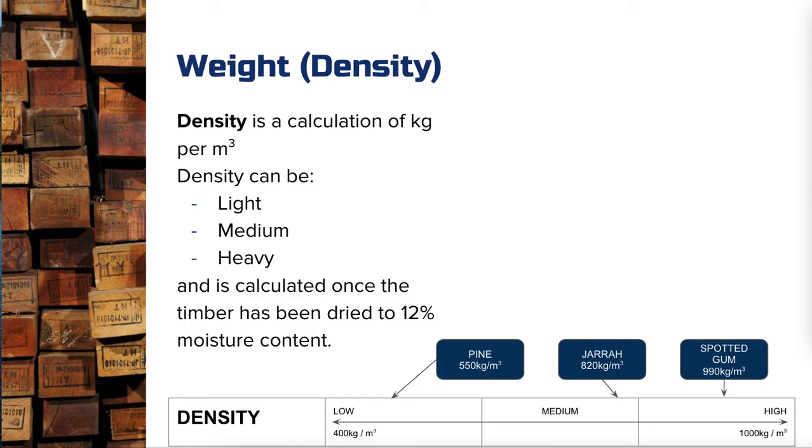Now, this is a scale, so there's not one species that's always going to be the most dense and one that's always the lowest dense. Within the species, there's going to be variations, so something to consider there.